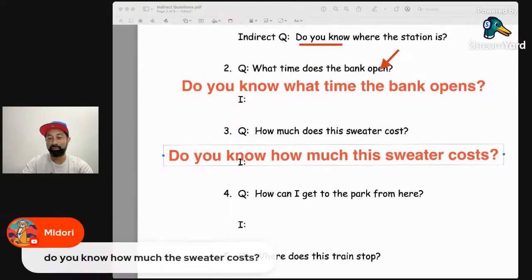Midori, do you know how much this sweater costs? Perfect, Midori. Perfect, perfect, perfect. That is the perfect answer.